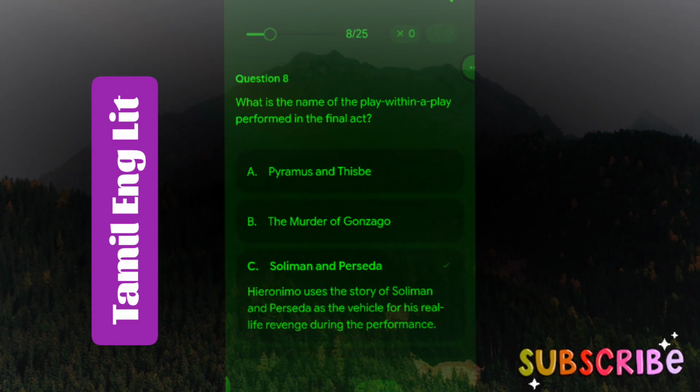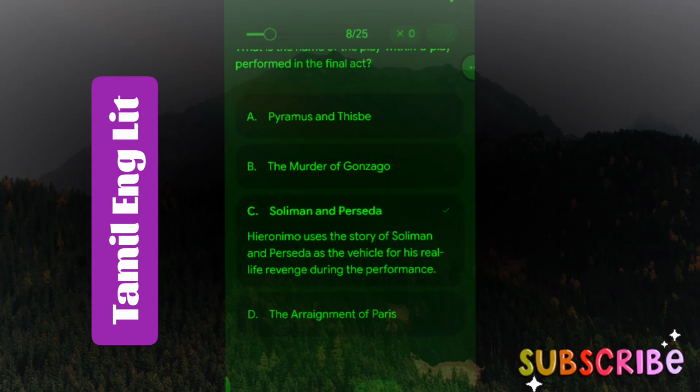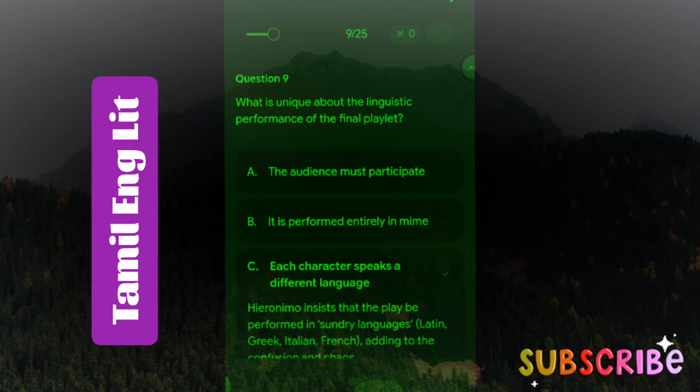What is the name of the play within a play performed in the final act? Soliman and Perseda. Hieronimo uses the story of Soliman and Perseda as the vehicle for his real-life revenge during the performance. Next question is, what is unique about the linguistic performance of the final playlet?